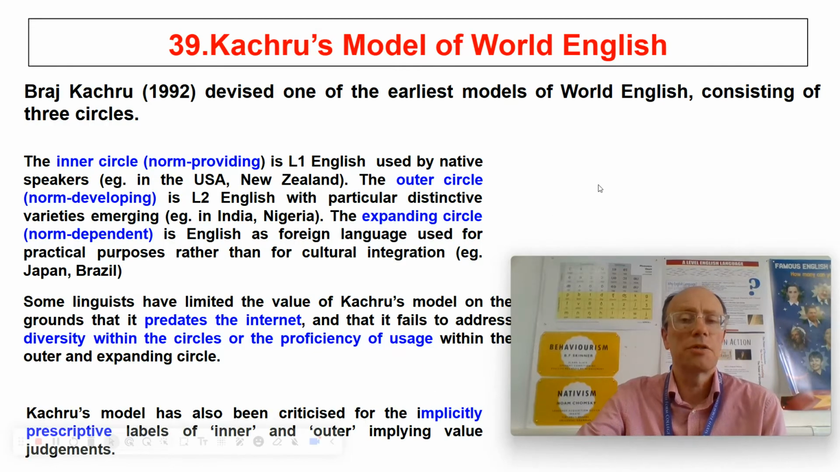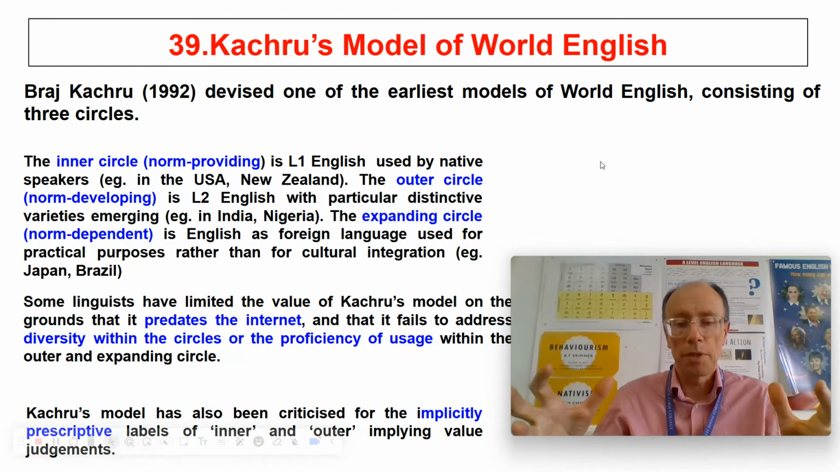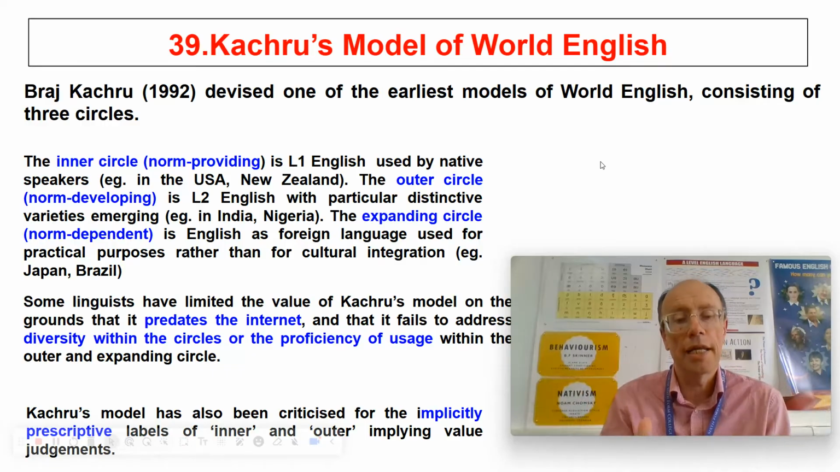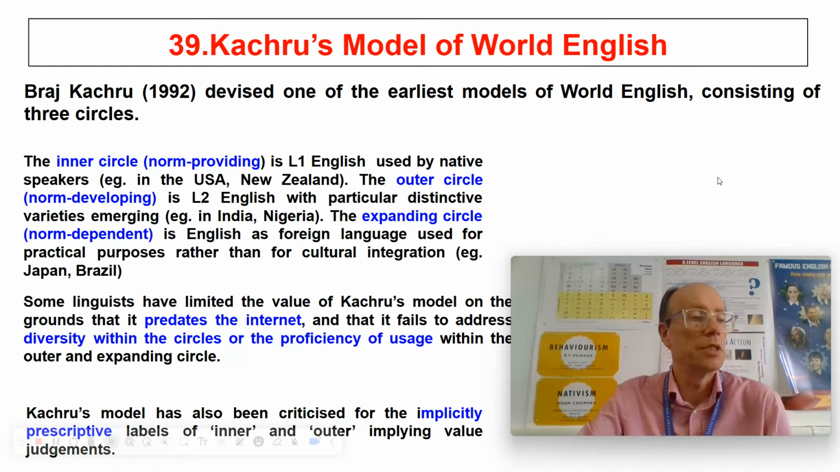But one of the biggest criticisms that's made of Kachru's model are for its implicitly prescriptive labels, because if you're putting L1 speakers as L1, they are inner, and then the ones outside are outer. That is kind of implying a value judgment, which, as studiers of English language, we don't want to do. We want to be describing forms of language rather than prescribing standards.